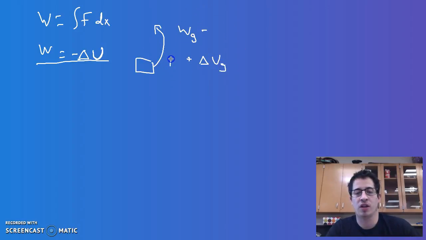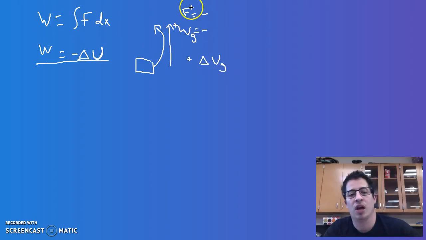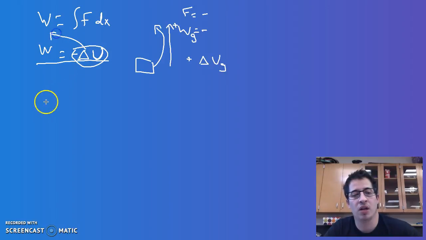And so if we say the direction up is positive, then the force of gravity would also then be negative. Okay, and so these things are kind of related. So you'll see that the sign of the work done and the force is the same, and so we can kind of take this and put it right here. And so the negative change in potential energy is equal to the integral of F dx.